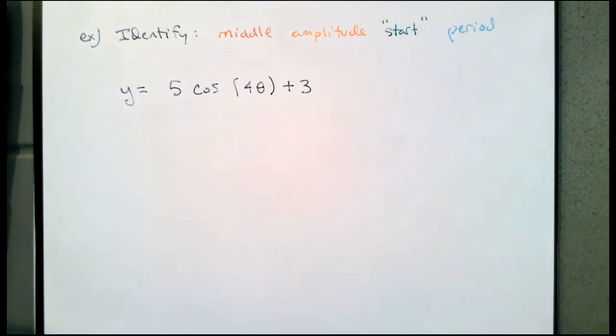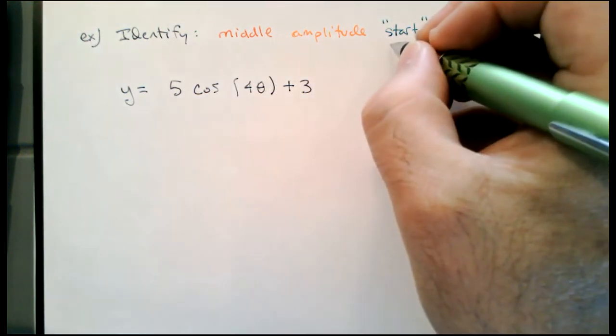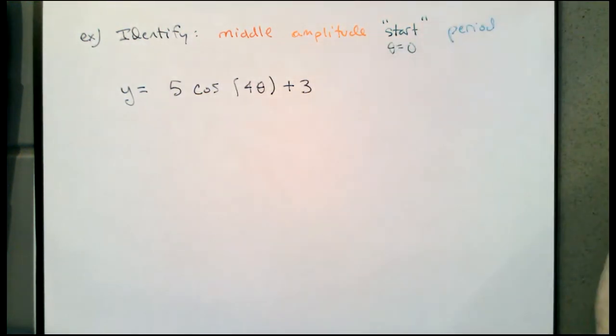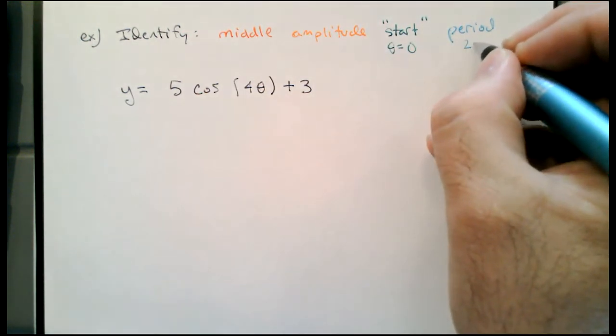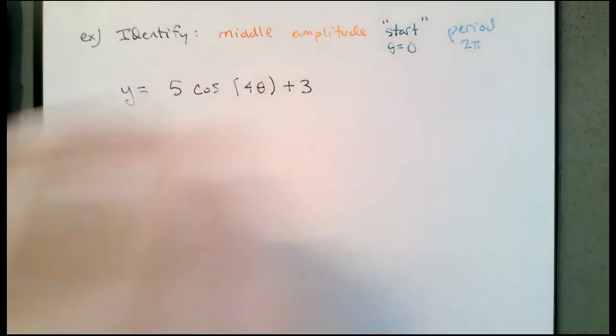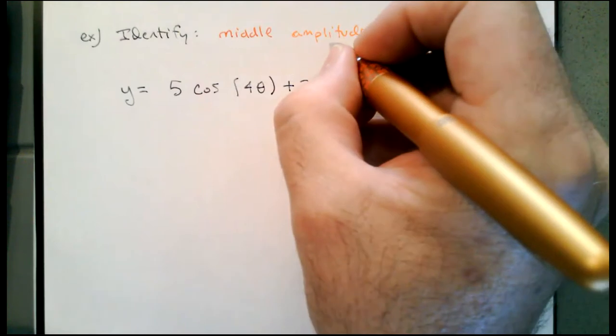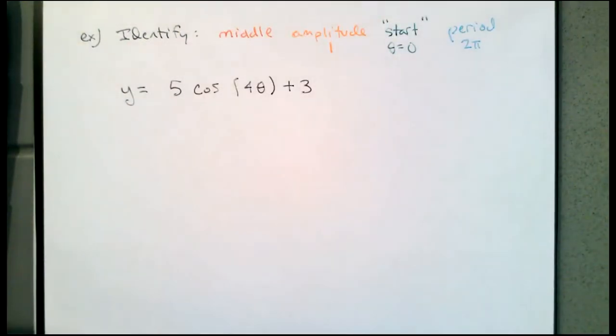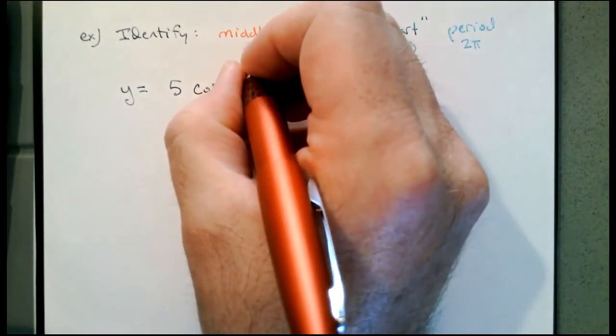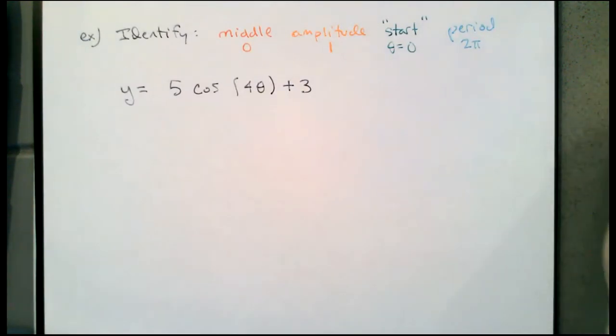Oh, we should also remind ourselves of our default. Our default start is that theta is equal to 0. Our default period is equal to 2 pi. Our default amplitude is equal to 1. And the default middle is equal to 0. Now, putting operations, multiplication and addition, before and after the trig function could change these default values. We've got to start somewhere. Let's look at the equation and see what each of these numbers does.